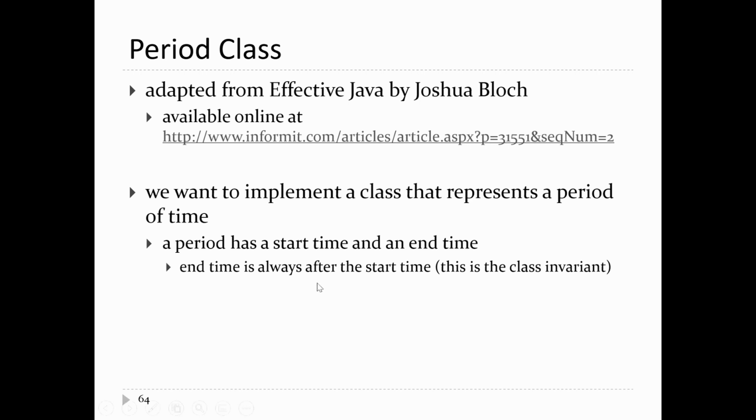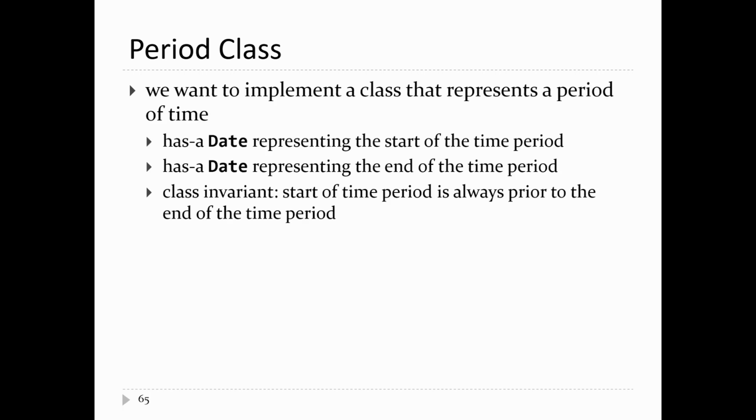Now, for a period of time, a useful invariant for that type of object would be that the start time is always before the end time. It doesn't make sense to have a period of time where the end time comes before the start time. So we have a class now that has a class invariant. And now we have to decide how I am going to represent the start and end time.